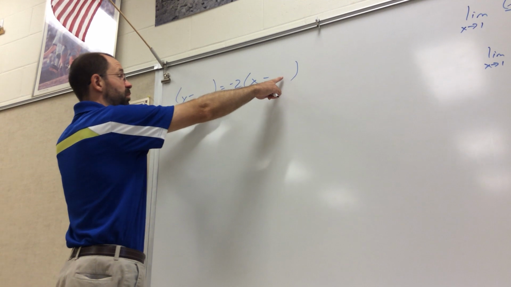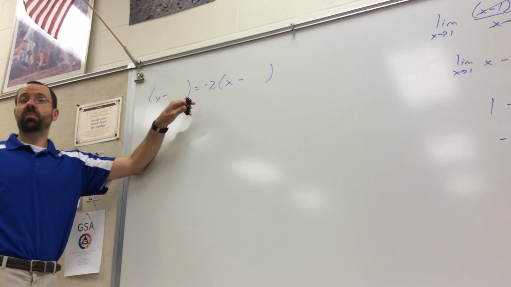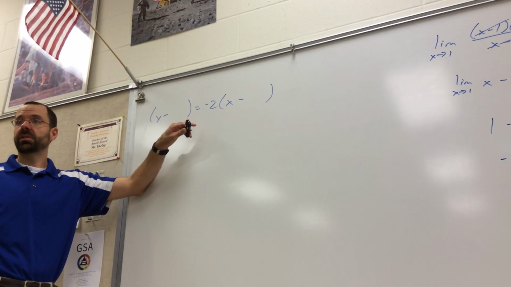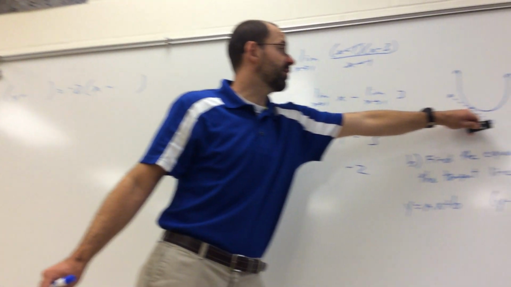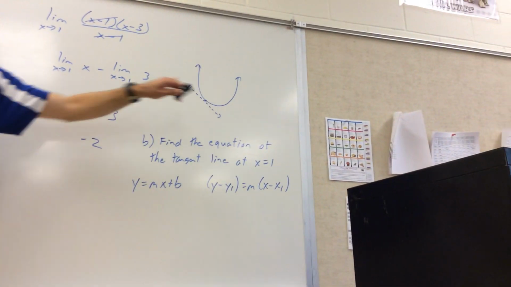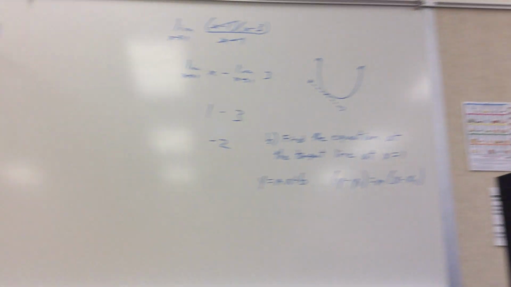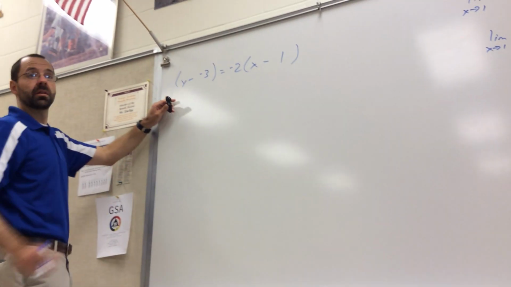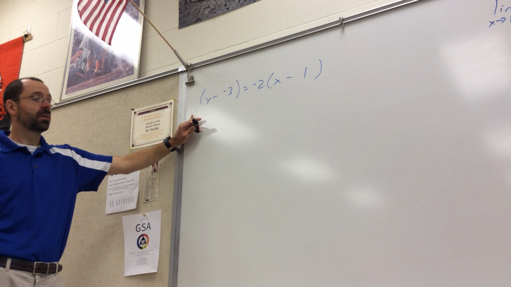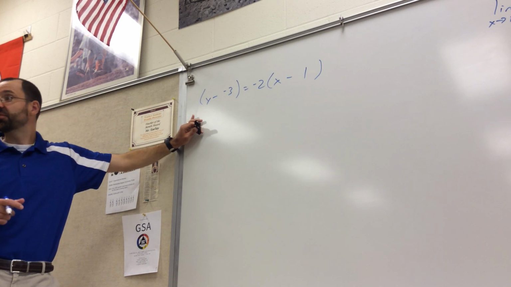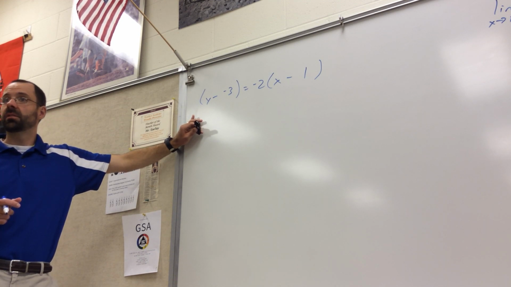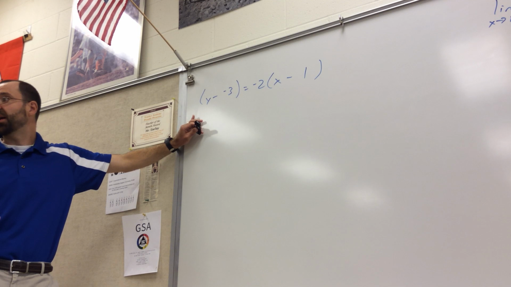Okay, then in these blanks, you put the point that the line goes through. So it goes through 1, -3, right? So 1, -3. And then, if this is a free response question, you can leave that as your final answer. You don't have to simplify it.